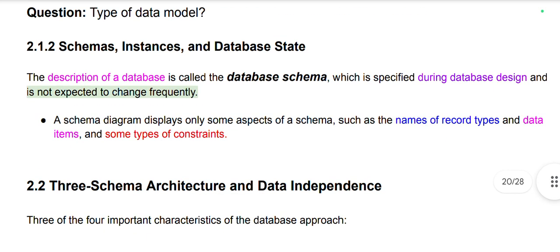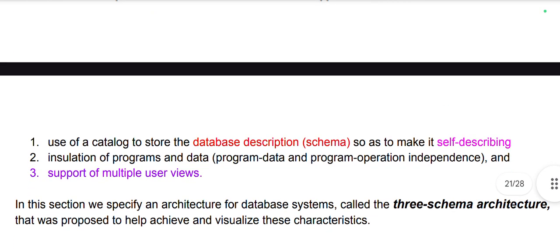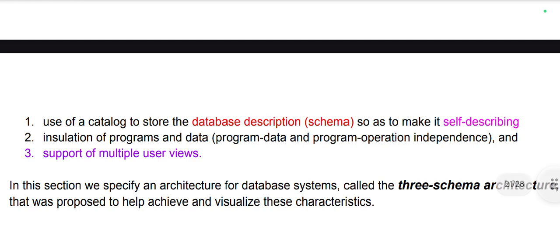Three schema architecture and data implementation independence. Schema means design, how the database is designed. Three or four important characteristics of the database approach. First is the use of a catalog to store the database description, the schema, so as to make it self-describing. The first property of the database approach is that we store the schema, meaning the design of the database, and that is called the database catalog.